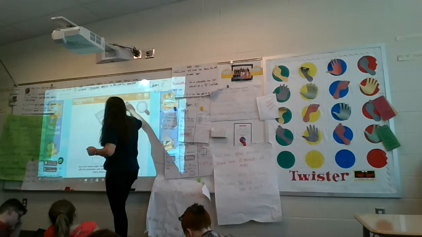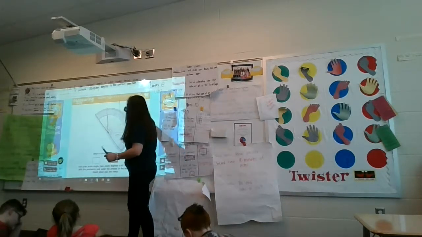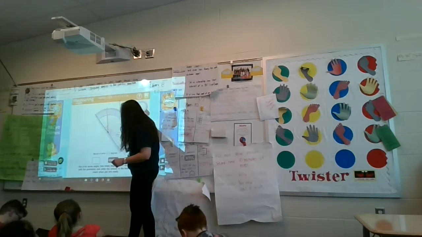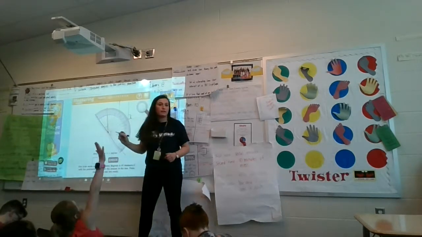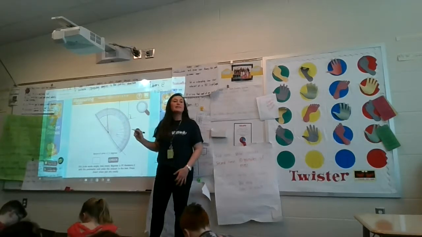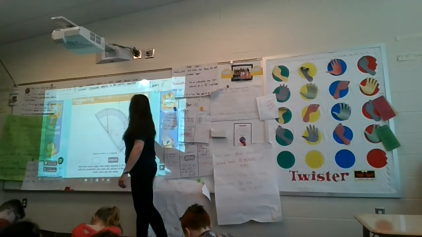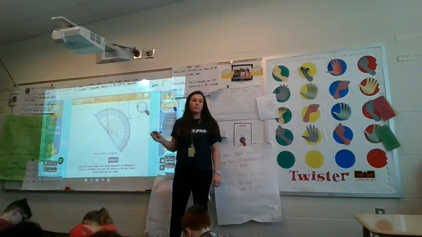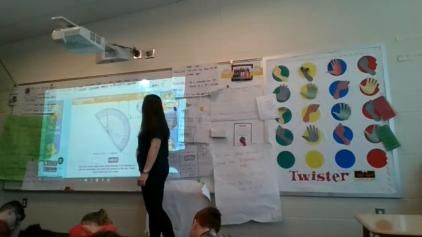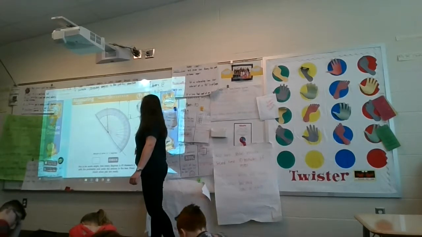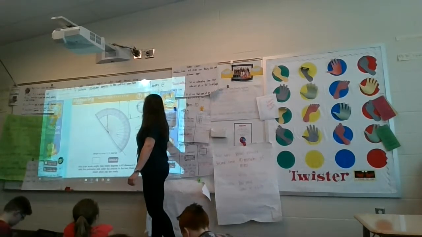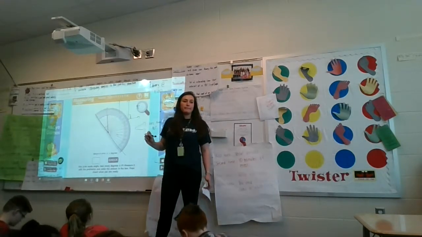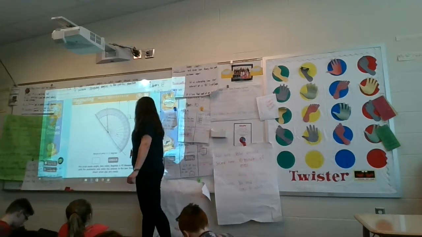Our right angle equals how many degrees? Right angle, 90. Awesome. 90 degrees. What's an acute angle? Less than 90 degrees. And obtuse is what? Greater than 90 degrees.